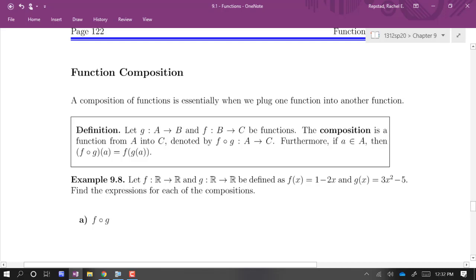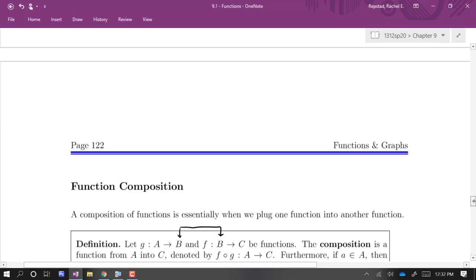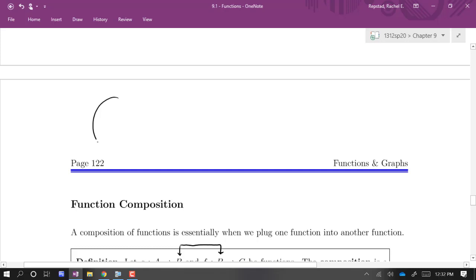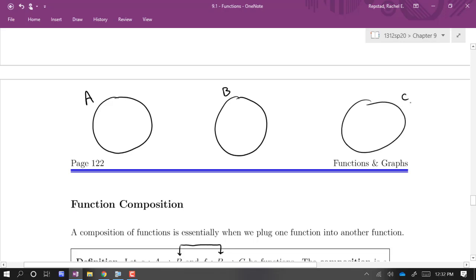So in this definition, we have G mapping from A to B and F mapping from B to C. So note that wherever G maps into lines up with where F maps from. Right, so once I get from A to B from the G function, then F can pick up where it left off. I'm going to kind of just draw this out, just a picture of what this looks like. So here's a set A, here's a set B, here's another set C. And for us, likely the domain and codomain of most of our functions, or all of our functions, are at least contained in the real numbers.